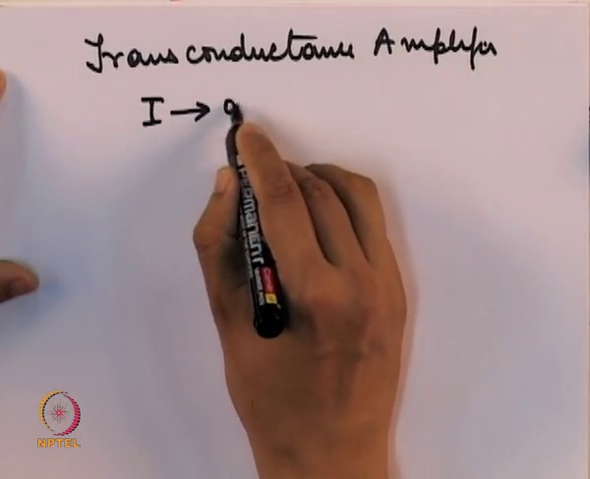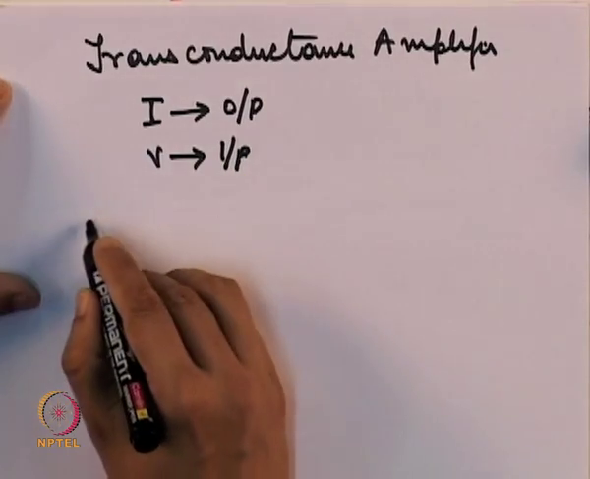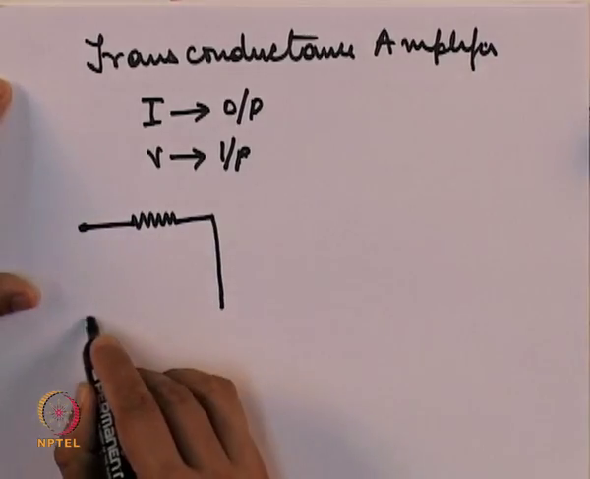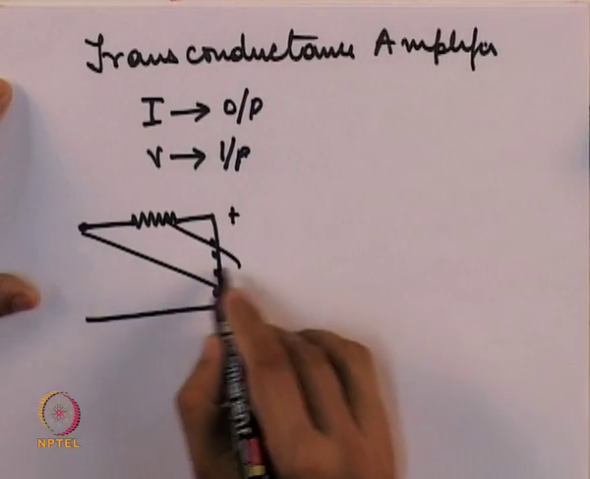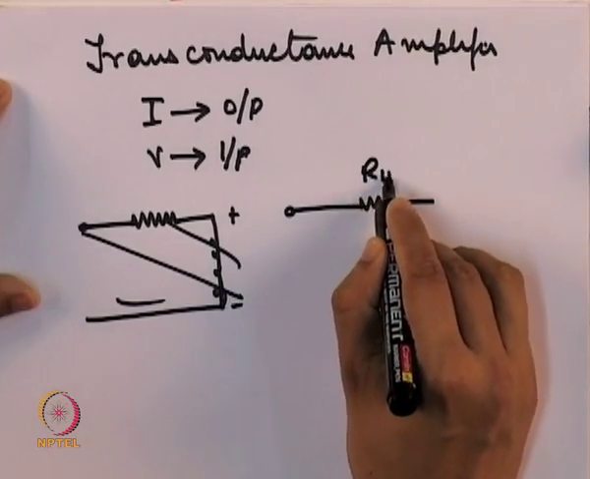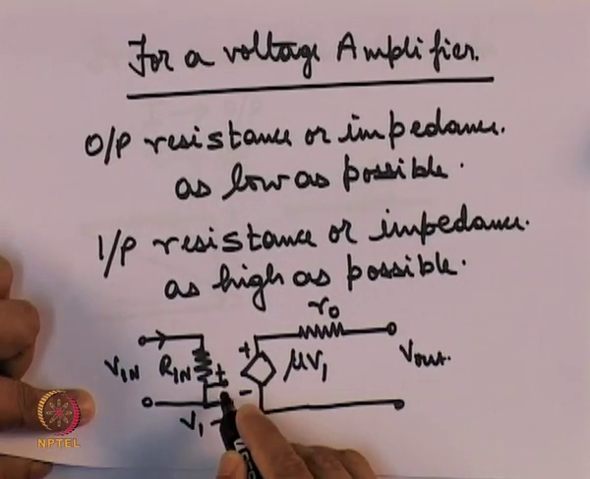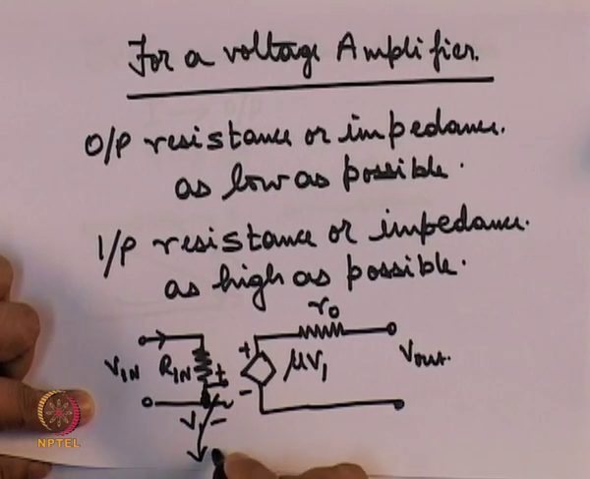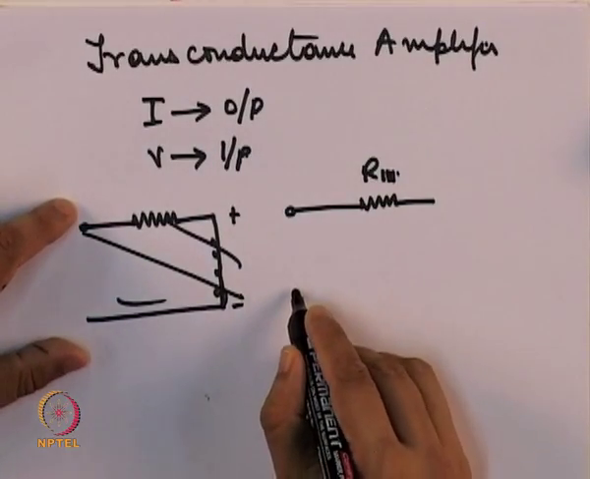I at output, that is current output, and V at input, that is voltage input. So, for this transconductance amplifier, I should not short this, actually it should be like this. Yeah, I would like to correct the previous figure here. It should not be shorted, it should be open. So, this is open. So, it is like this.